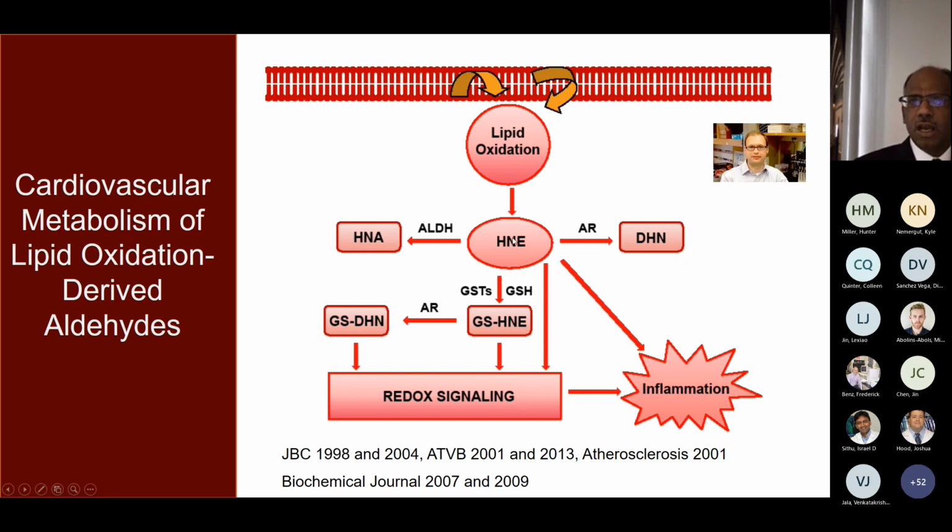And the bulk of the aldehydes is conjugated with glutathione. And then the glutathione conjugate can be either excreted by itself, or it is reduced by aldose reductase. And this is a major pathway for the detoxification of unsaturated aldehydes. And these molecules are involved in redox signaling and inflammation.